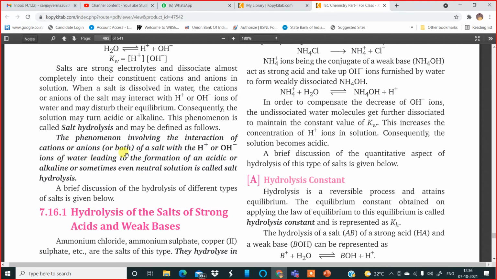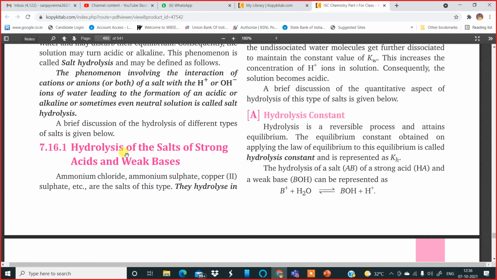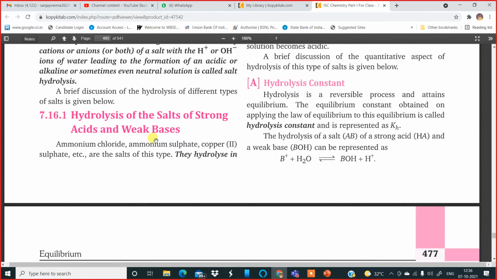So this brief discussion of the hydrolysis of different types of salts I will do in the next class tomorrow. Because I will not be able to complete it, I'll stop my class over here only.